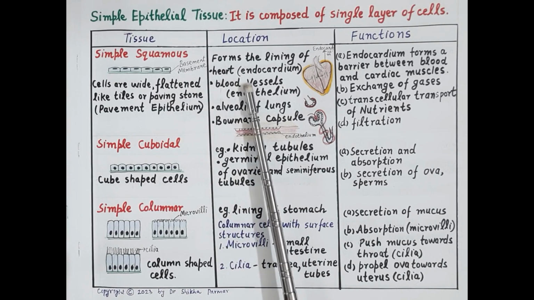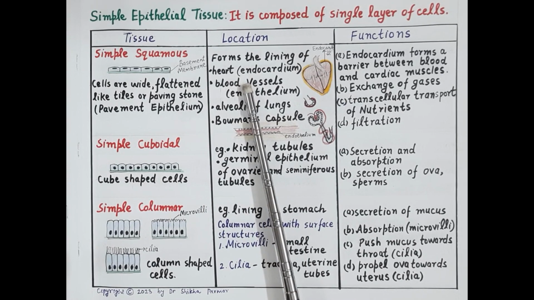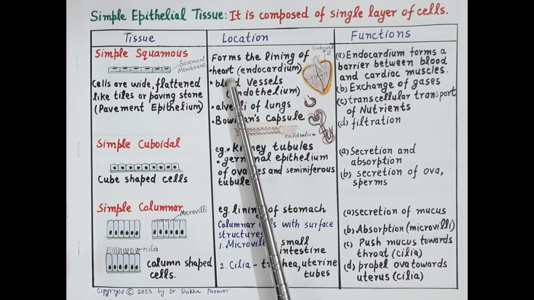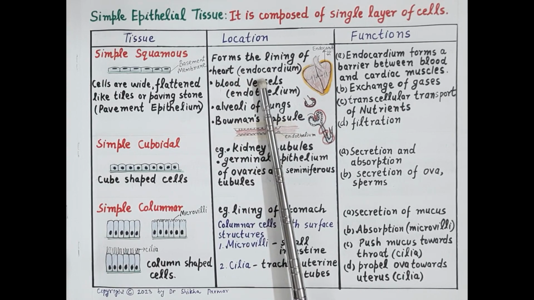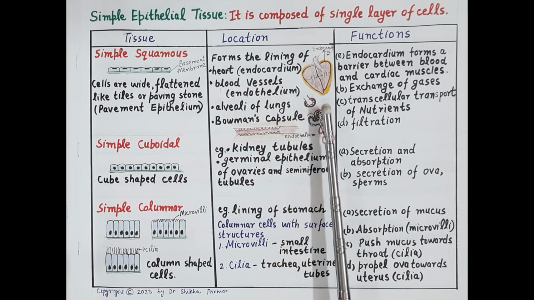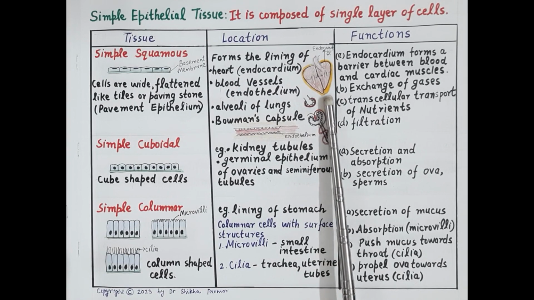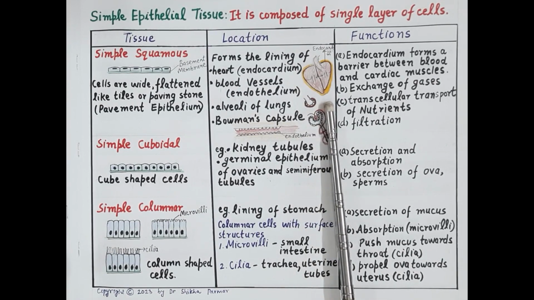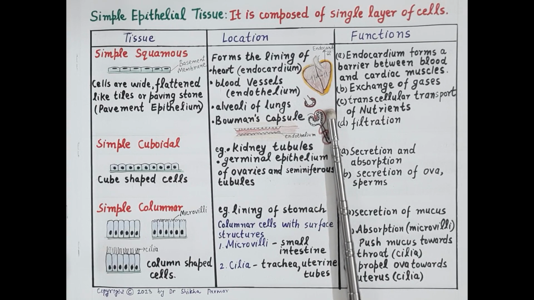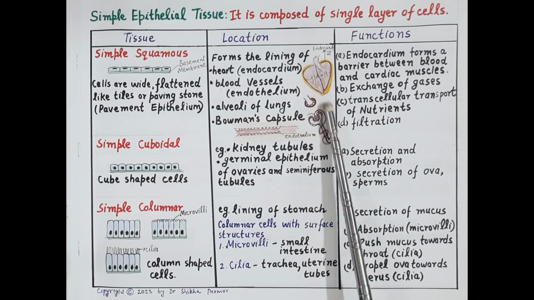Now, the location of the simple squamous epithelium. In the heart, it forms a lining which is known as endocardium. Look at this diagram. This is a rough diagram of the heart. The heart, we know, is a hollow muscular organ, and the four chambers of the heart are filled with blood, and the wall of the heart is made up of cardiac muscles.